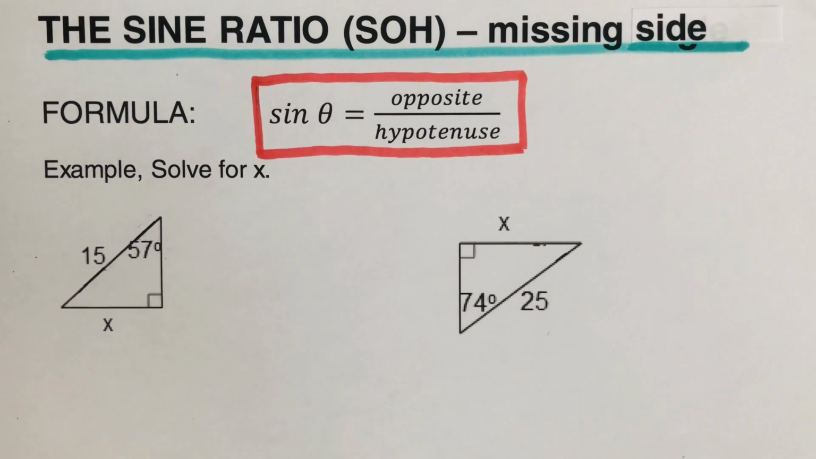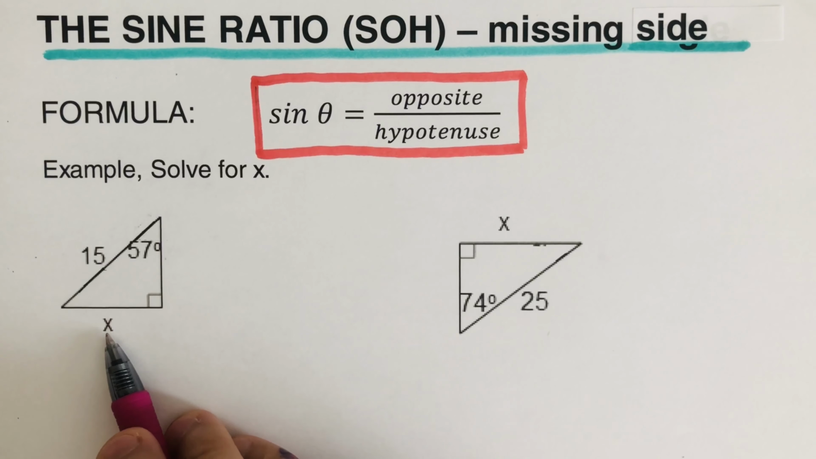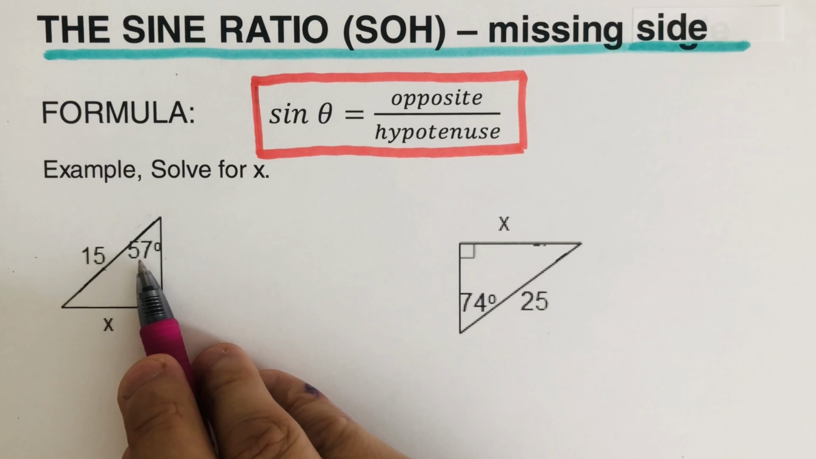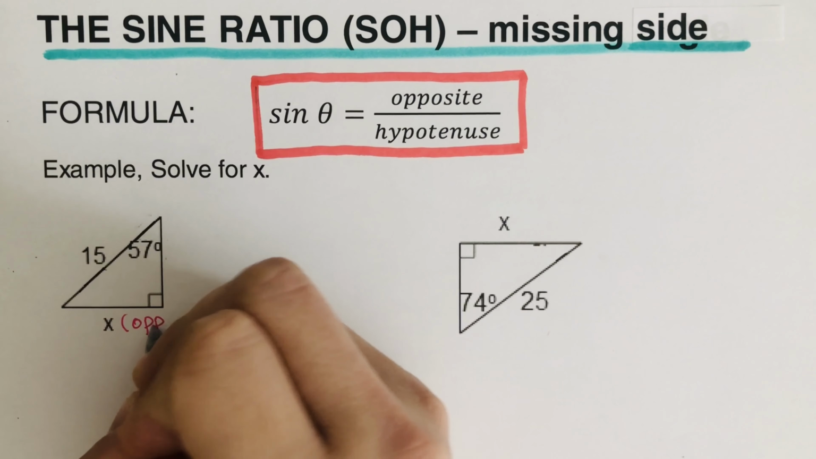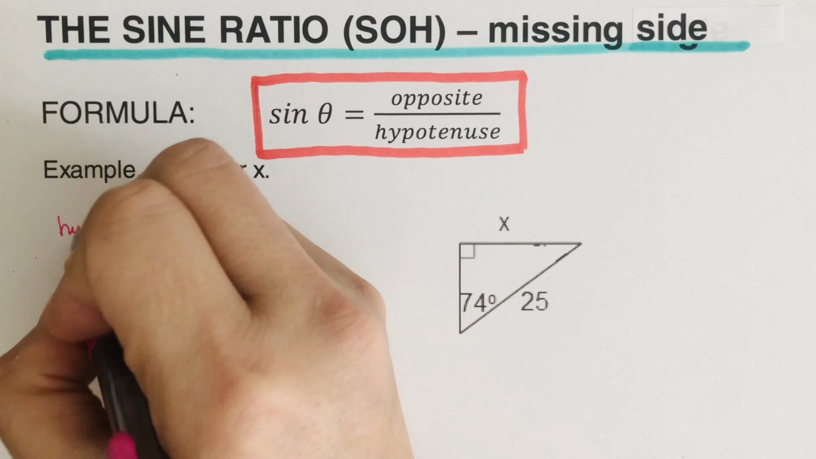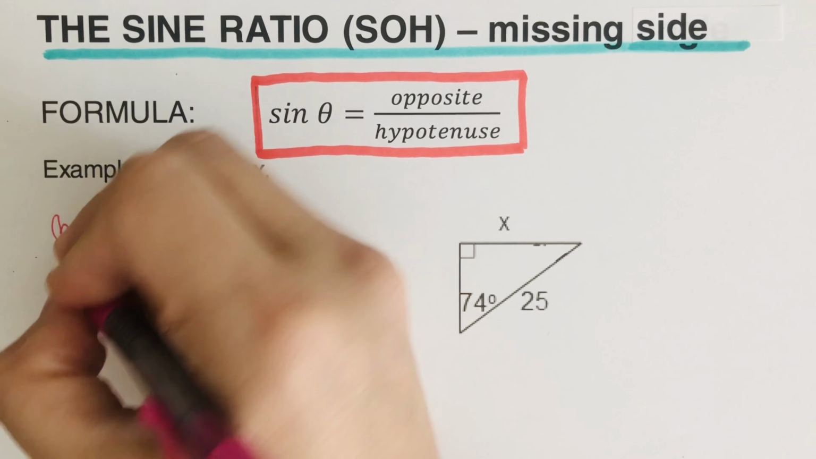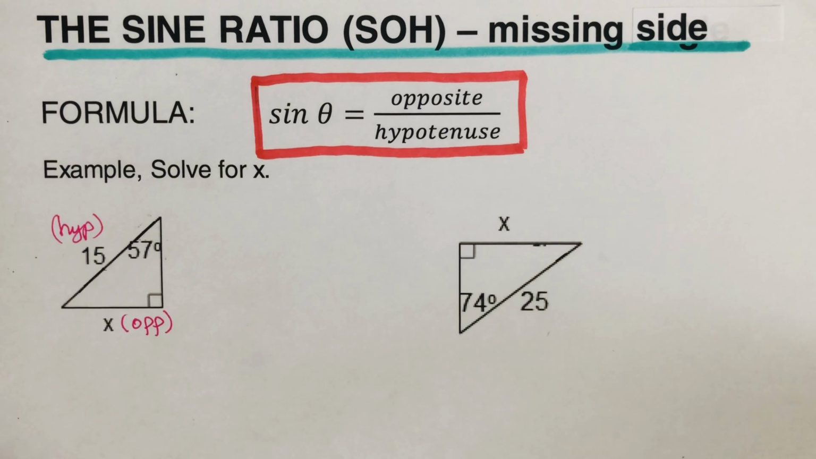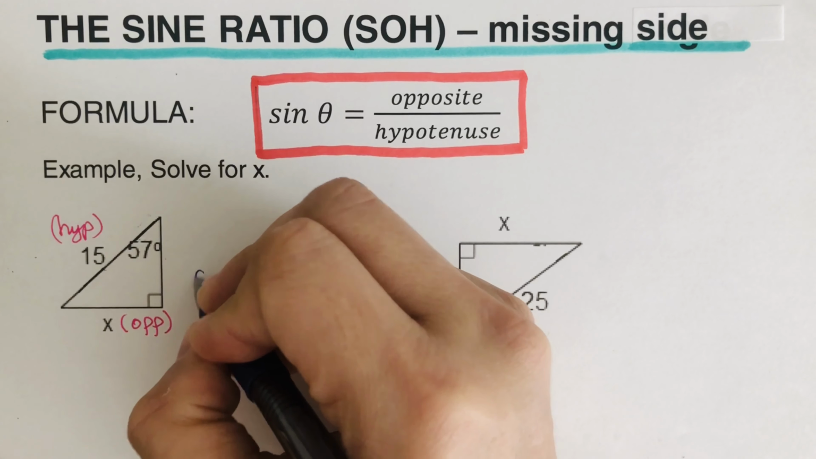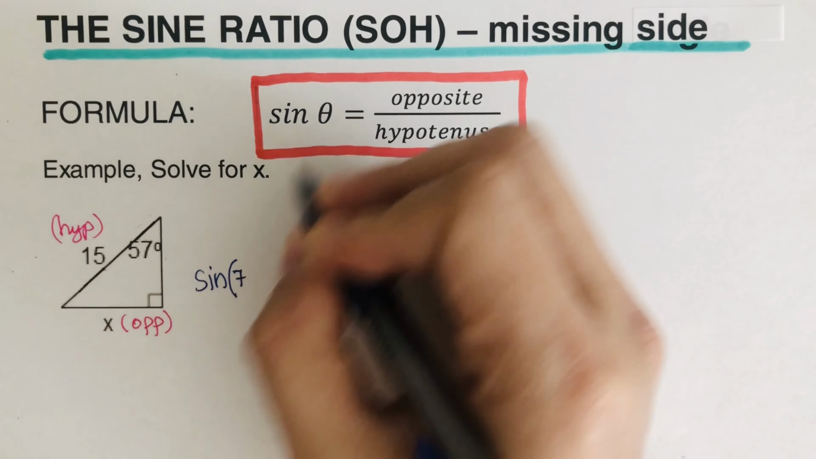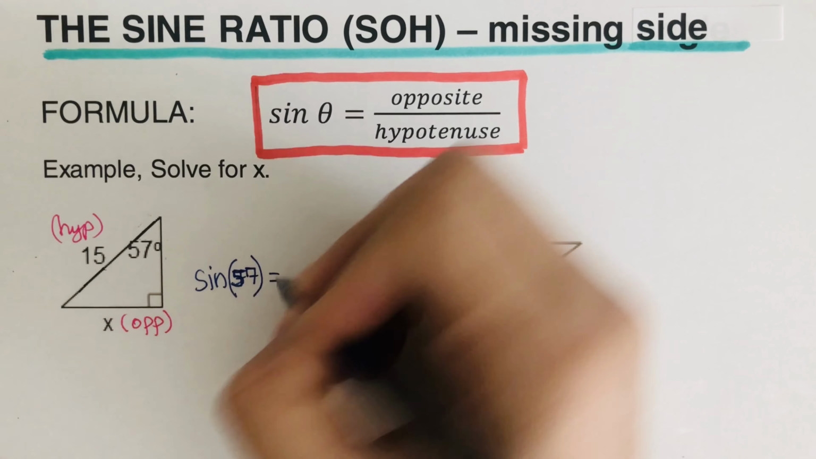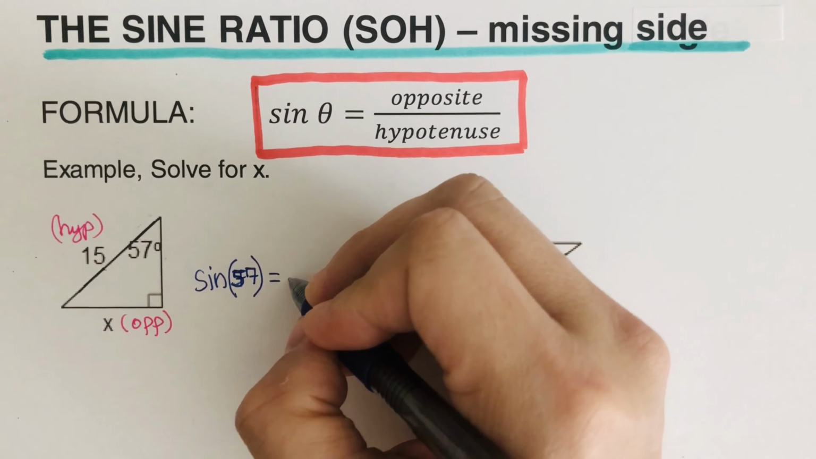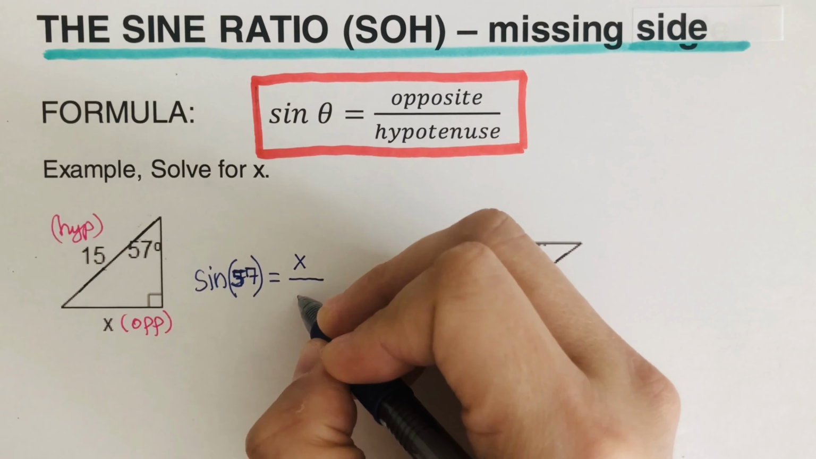So looking at this example that we have over here, we have a missing side labeled as x. So again, we are going to label the sides here. If we get 57, then this is across from 57, so this is the opposite. And 15 here is the hypotenuse. So we are supposed to use SOH for this, opposite over hypotenuse. So we set up the equation: sine of 57, which is our theta, is equal to opposite over hypotenuse. So that would be x over the hypotenuse, which is 15.